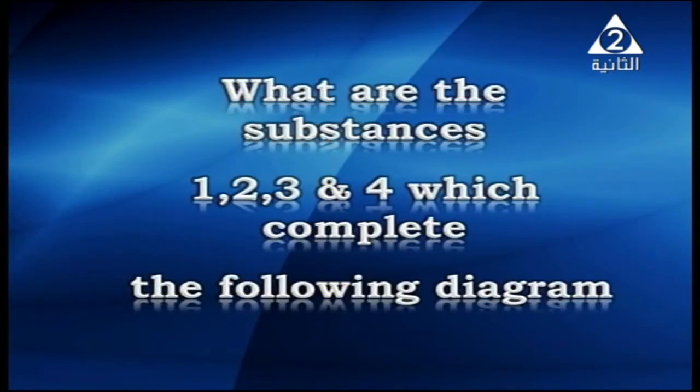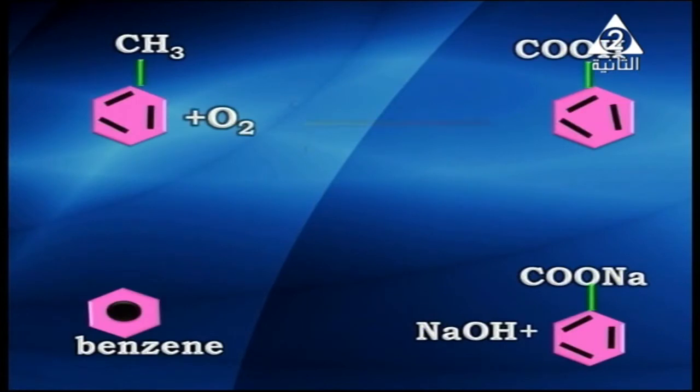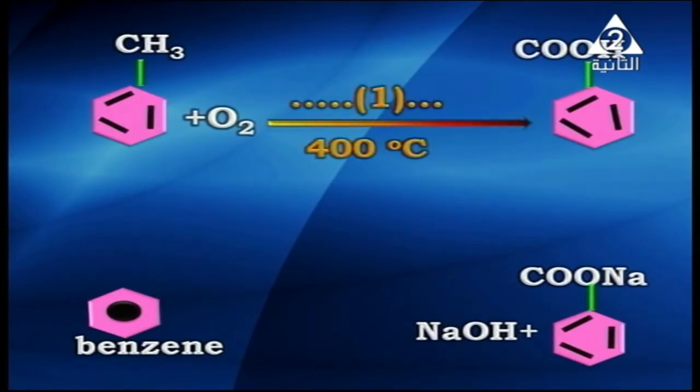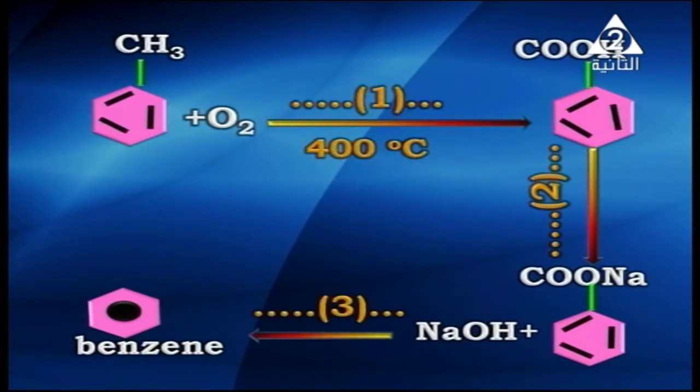Next type of question. What are the substances 1, 2, 3, and 4 which complete the following diagram? In number 1, we know, my dear students, that toluene is oxidized by atmospheric air into benzoic acid. This takes place by using a catalyst. What is it? And in number 2, the benzoic acid forms sodium benzoate. How can we do this? In number 3, when sodium benzoate reacts with sodium hydroxide, in the presence of what, it gives benzene, number 3. And when benzene is changed into toluene, what are we going to add to the reaction?